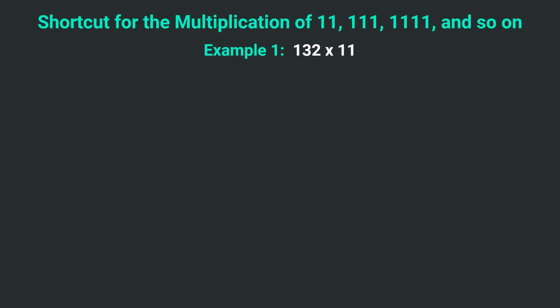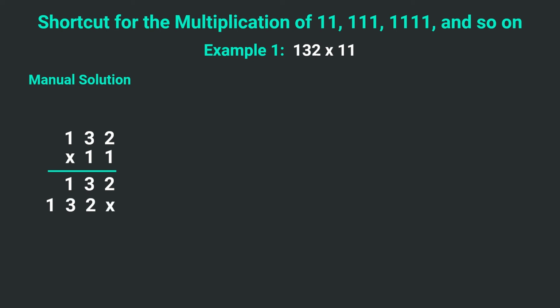In our first example we have to multiply 132 with two ones, that means 11. If we try to multiply them through manual calculation, 132 multiplied by 11 will be done in two steps. 1 into 132 is 132. Then with a one digit gap, again 132. Adding both rows, we get 1452.